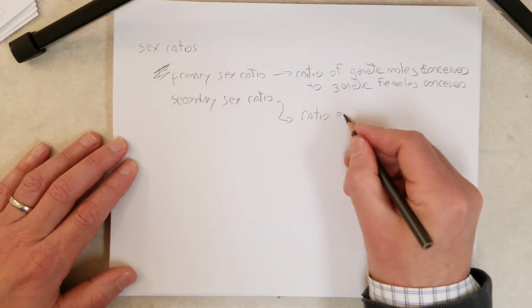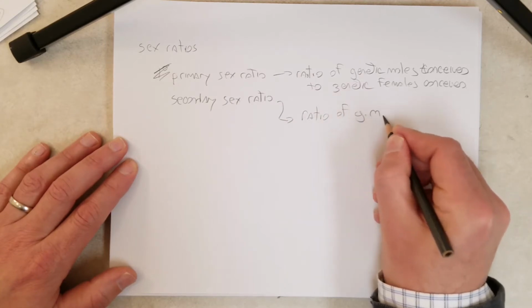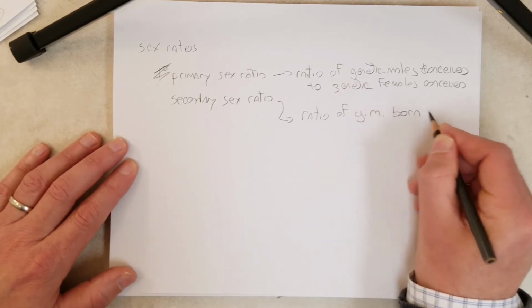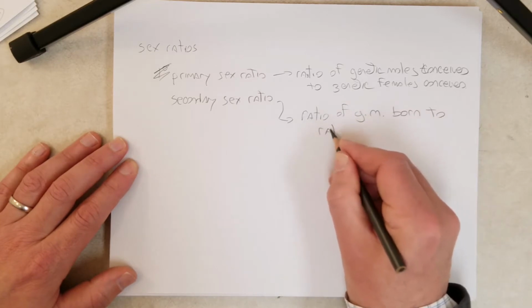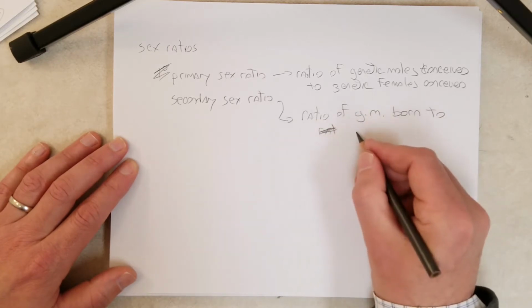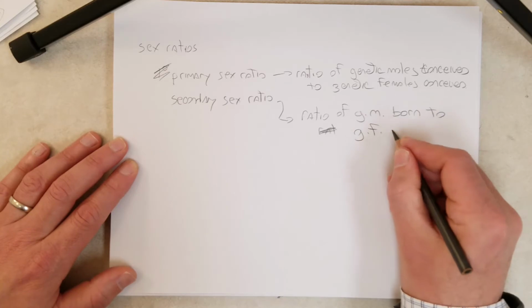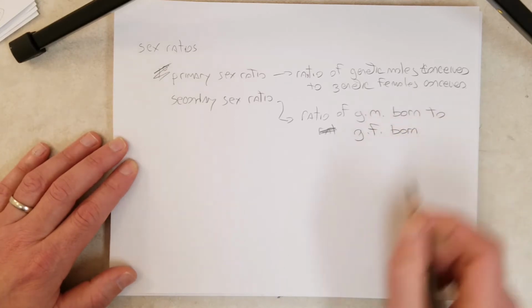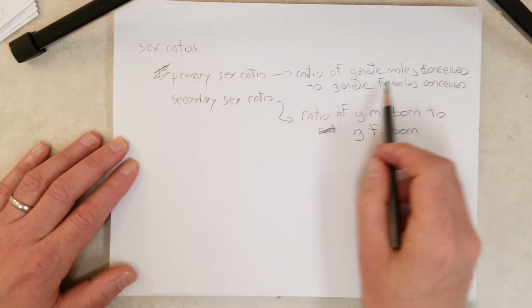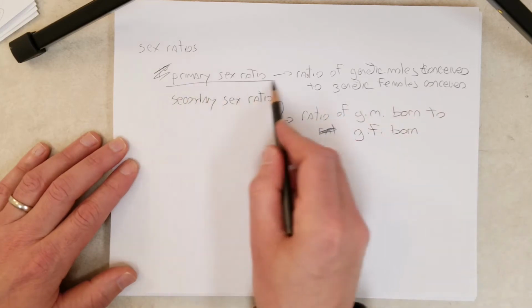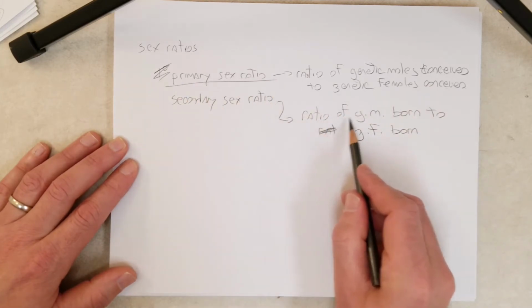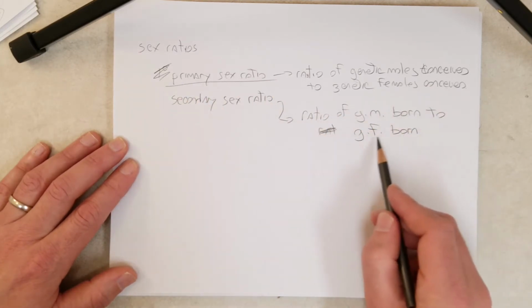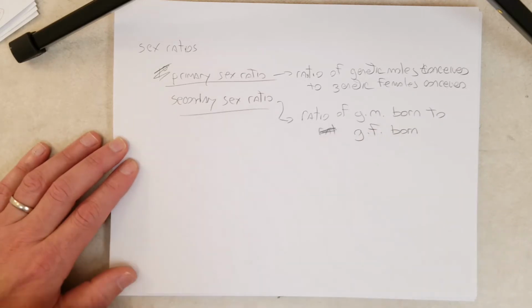is the ratio of genetic males born to genetic females born. Okay, ratio of genetic males conceived to genetic females conceived for the primary sex ratio. Ratio of genetic males born to genetic females born for the secondary sex ratio.